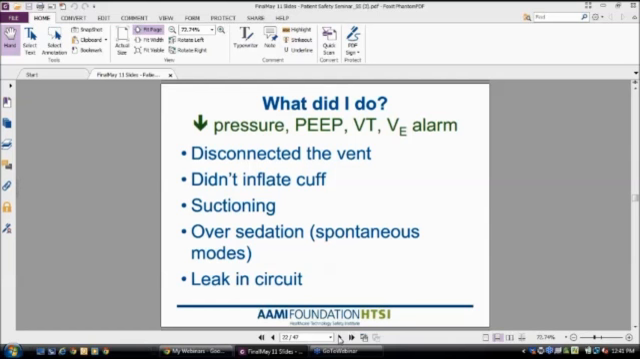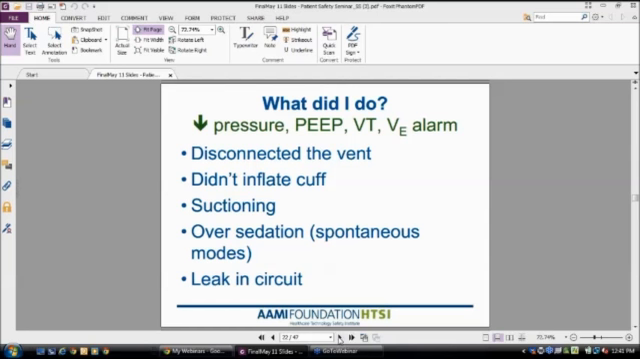It deflated for certain things like suctioning? Is the patient over-sedated? If you gave your patient too much pain medication and they're on a spontaneous mode where they're supposed to be triggering their own breaths and they're suddenly not taking those breaths because they've had too much sedation, that can cause that particular alarm to go off. And a leak in the circuit.